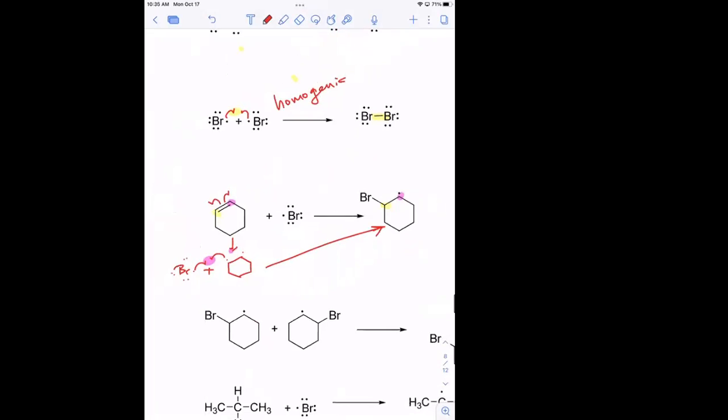Any bond, we can homolytically cleave it. And when we do, it's going to break up into its components, which are 2 electrons. Every bond is made up of 2 electrons.